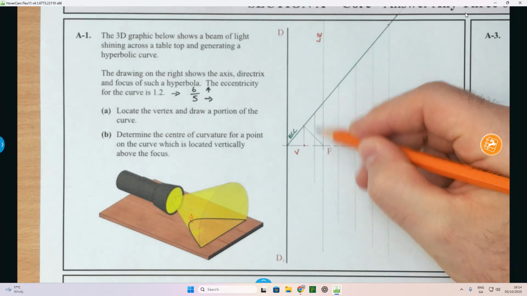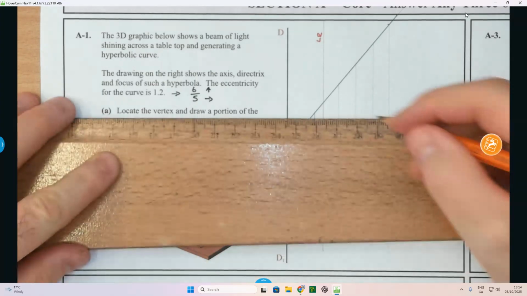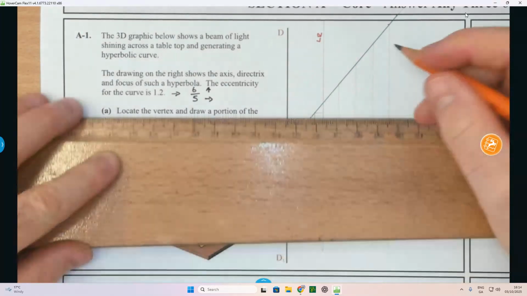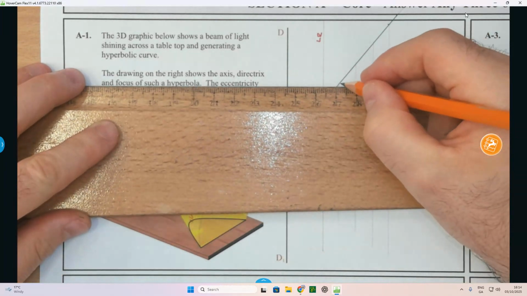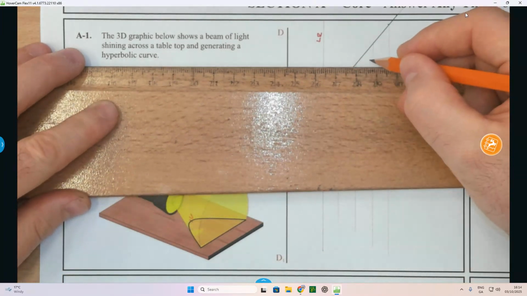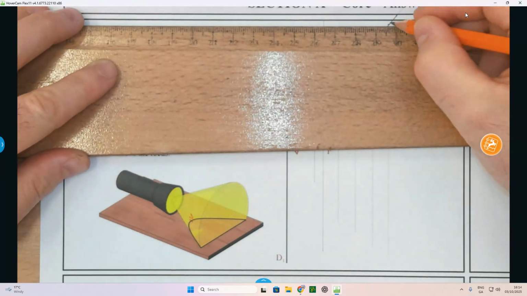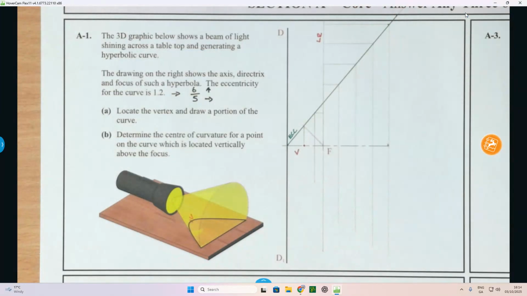Well, where each ordinate hits the line of eccentricity, I'm going to track it across. In this case, I'm going to go right over until it hits the latus rectum. There's one right here. Then at this point, I'm going to go across to the left. This one, left, left, and left. And there we go.